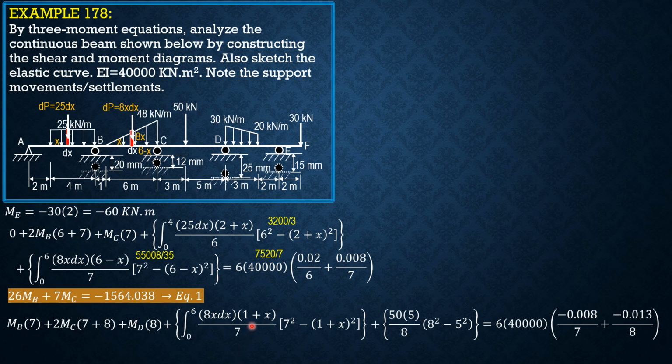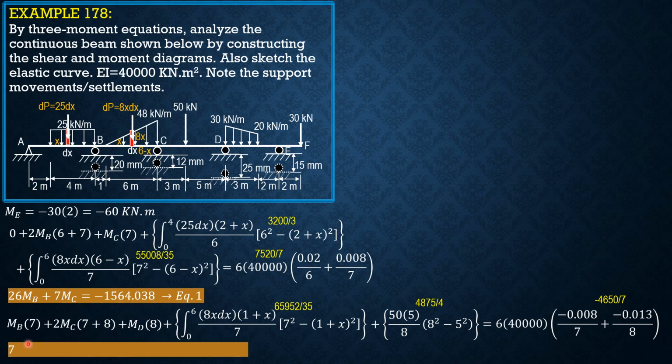So the value of this integral is equal to 65952 over 35. This one is 4875 over 4, and the right side is negative 4650 over 7. So simplifying, 7 MB plus 30 MC plus 8 MD equals negative 3767.379. So let's call that equation 2.